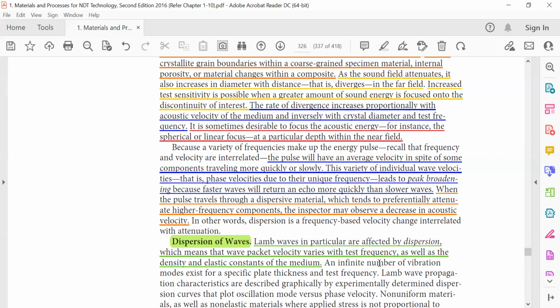Dispersion of waves. Lamb waves in particular are affected by dispersion, which means that wave packet velocity varies with test frequency as well as the density and elastic constants of the medium.